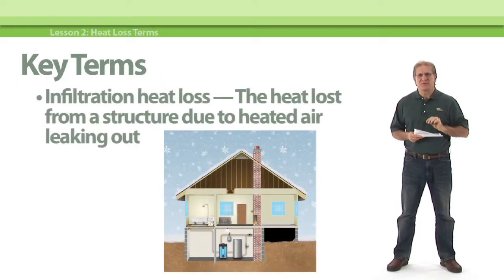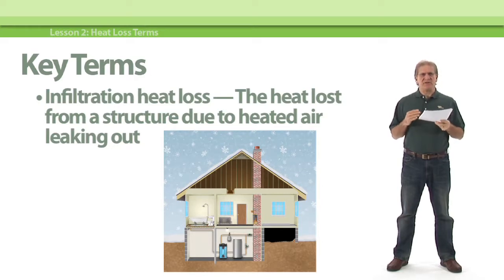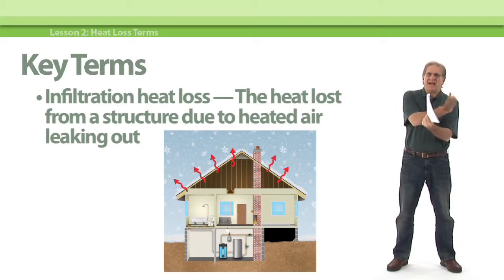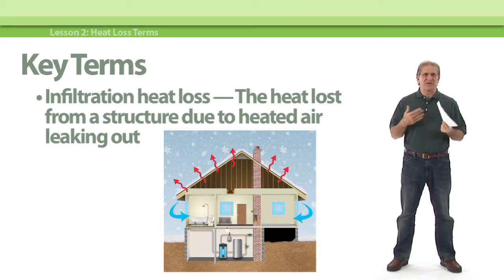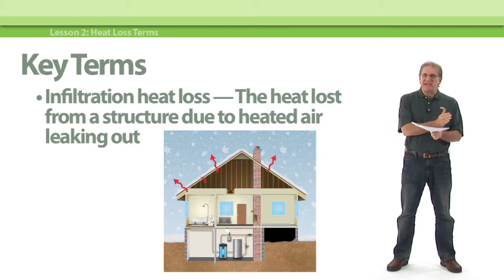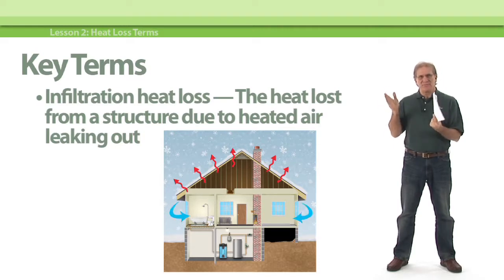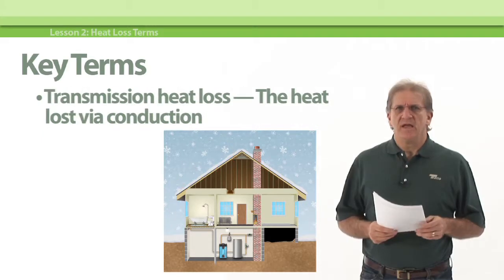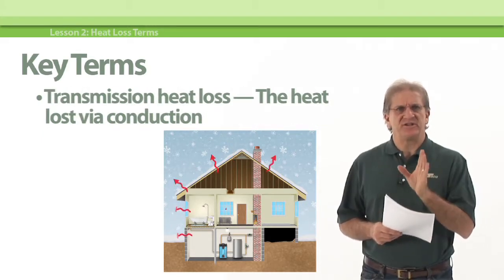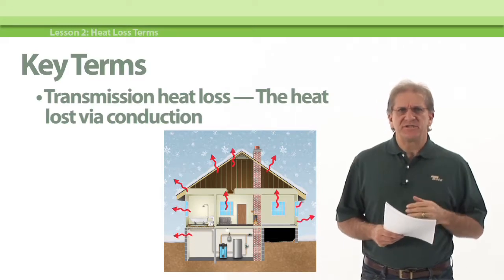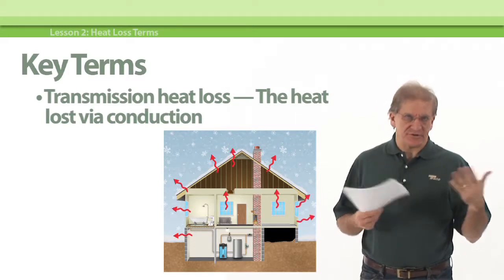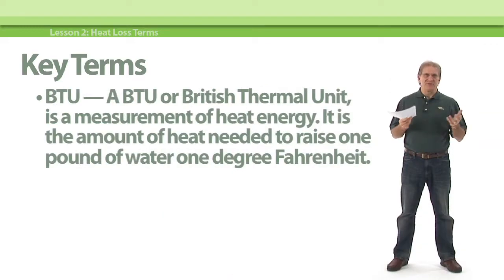Next term is infiltration heat loss. Now this is a measurement of the BTUs lost due to heated air leaking from inside of the house to outside of the house through cracks, crevices, around windows, etc. That heated air that leaks from the inside to the outside has to be replaced by the same amount of cold outside air infiltrating from outside to inside. Now that cold air has to be heated back up, obviously. Transmission heat loss is the heat lost via conduction through the building materials of the structure, through doors and windows and through the walls.